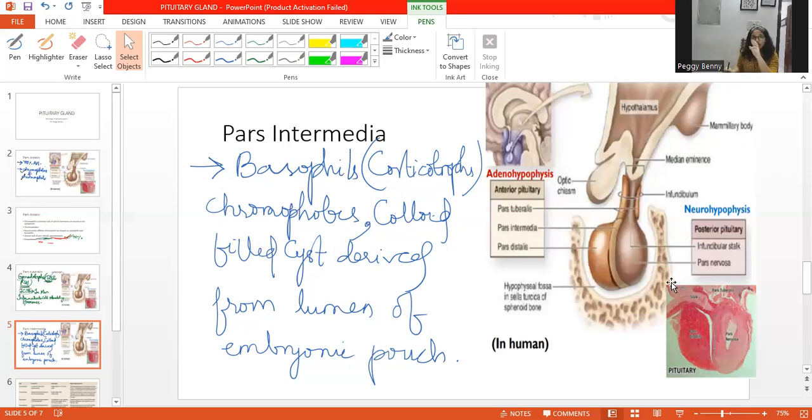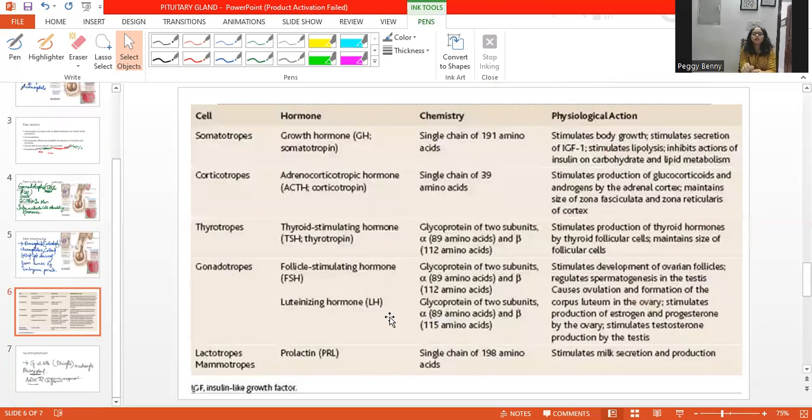Stalk of neurohypophysis. So this pars nervosa is that part of the pituitary gland that is known as the neurohypophysis. It's a part of the pituitary gland, right? So this is pars distalis, this is the stalk, and this is pars tuberalis that surrounds the stalk. This is the histological overview.